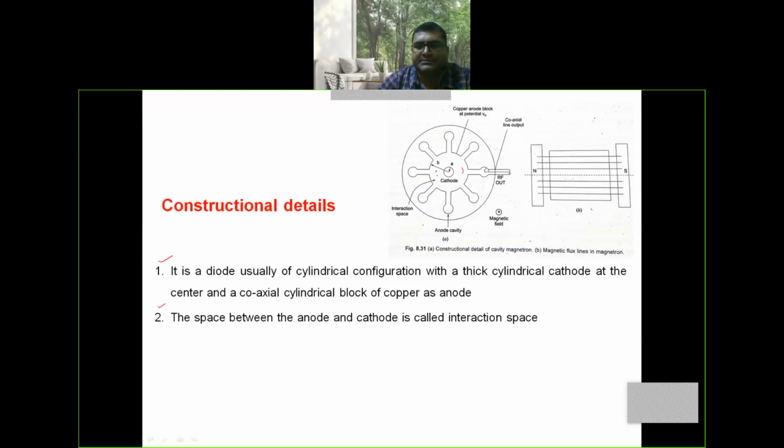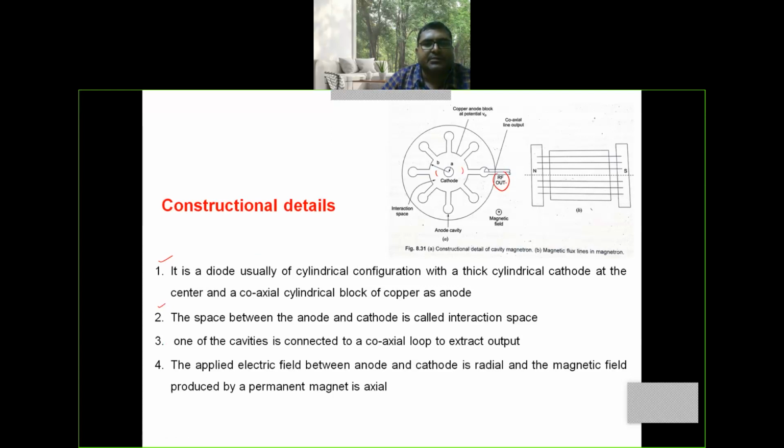This is the interaction space. One of the cavities is connected to a coaxial loop to extract the output. The applied electric field between anode and the cathode is along the radial direction, and the applied magnetic field produced by a permanent magnet is axial. These two are perpendicular to each other. That is why magnetrons are called cross-field tubes.